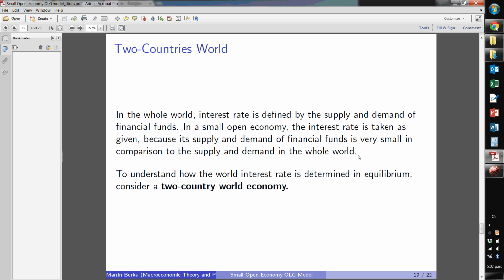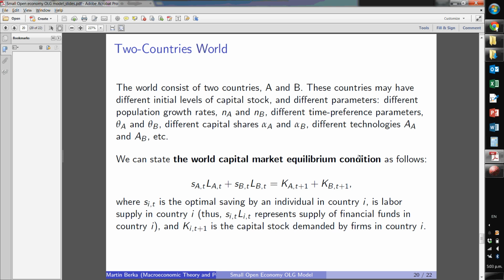We'll just assume that this world consists of two big countries, let's say China and the US, and they determine the world market. And New Zealand or some other small open economy just sits on the sidelines and takes the interest rate as given. But the interest rate is actually determined by these two big players. So that's what we're going to do.